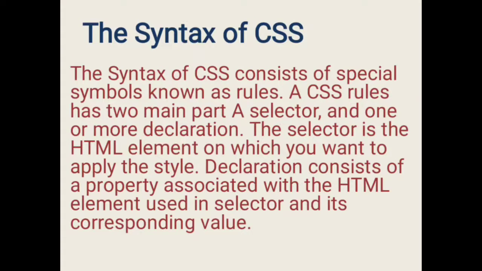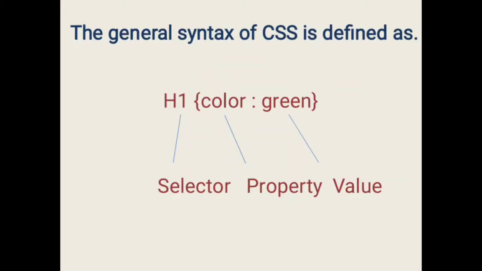The syntax of CSS. The syntax of CSS consists of special symbols known as rules. A CSS rule has two main parts, a selector and one or more declarations. The selector is the HTML element on which you want to apply the style. A declaration consists of a property associated with the HTML element used in the selector and its corresponding value. The general syntax of CSS is defined as selector, property, value.